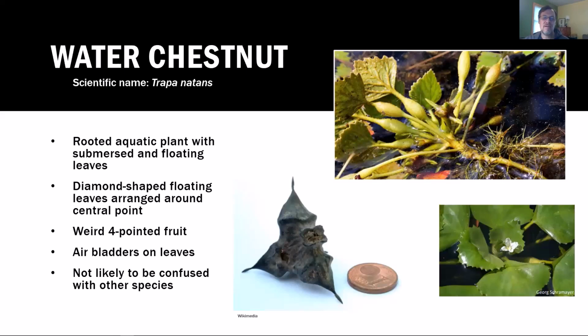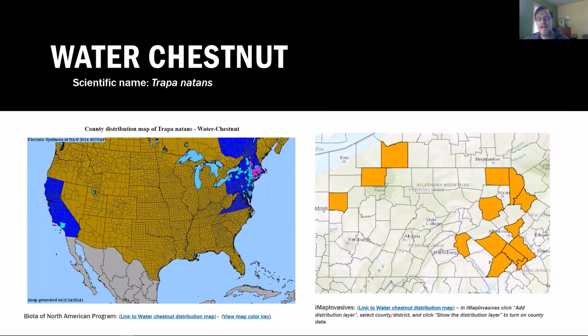So this one, it's very, very distinctive, not likely to be confused with anything else. And if you go to the next slide, you can see on the map that it has popped up in a number of places, especially in the eastern part of Pennsylvania, but it's at severe risk of being introduced to many other bodies of water. So please keep an eye out for this one.